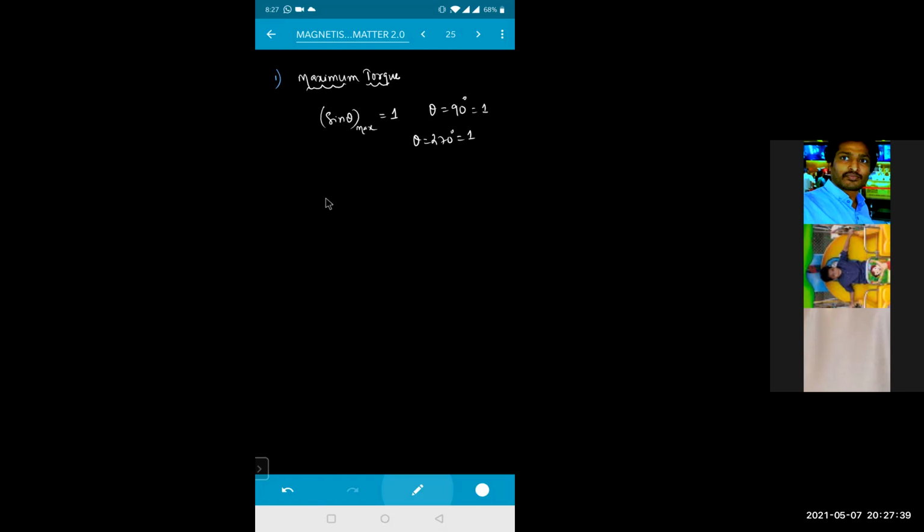So tau max will become how much? Tau max will be equal to M into B. That means the maximum value of sin theta will be equal to 1 when the angle between the magnetic field and the magnetic moment is 90 degrees or 270 degrees. Is it clear?